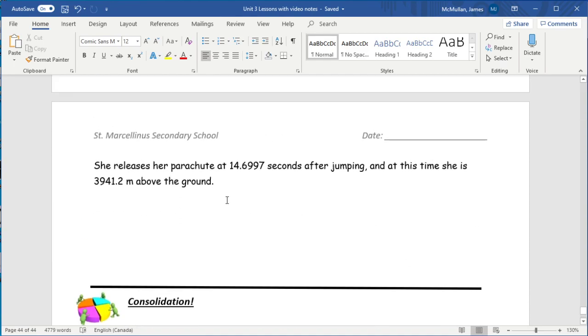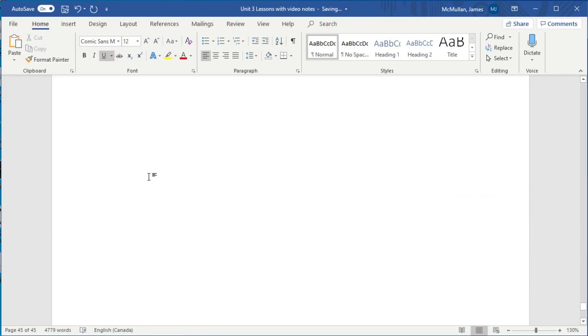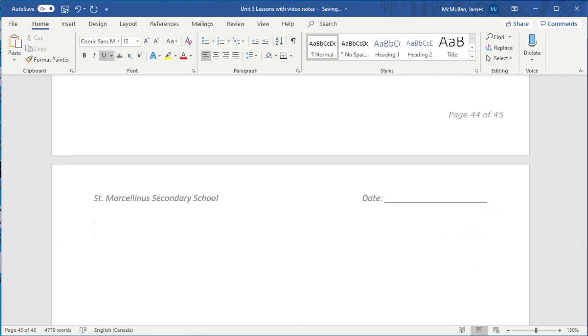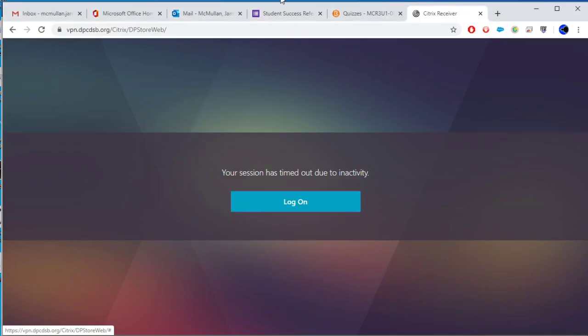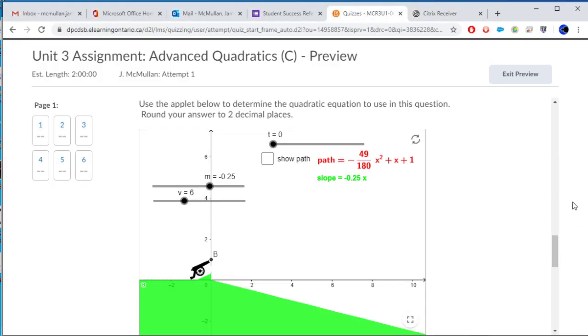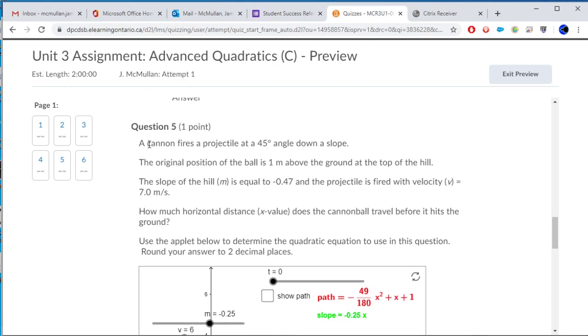Now, to end off today, I want to do one of the questions from the assignment with you. So if you want to open it yourself, you can. You can go through it with me if you like, or you can just listen and then try it on your own after. So it says, a cannon fires a projectile at a 45-degree angle, except it's going down the slope. The original position of the ball is 1 meter above the ground at the top of the hill. The slope of the hill is negative 0.47, and the projectile is fired with a velocity of 7 meters per second. How much horizontal distance does the cannonball travel before it hits the ground?